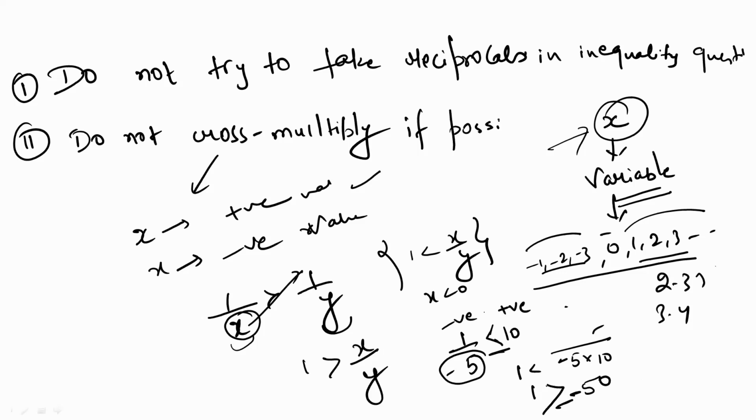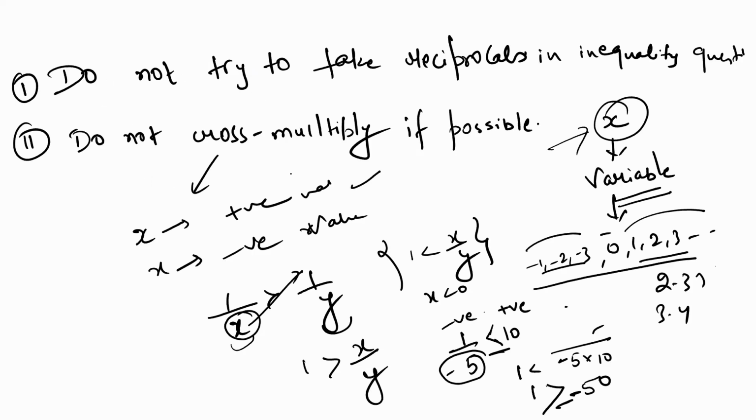But can we say that -1/5, with -1 on top being negative, is less than 50? Like that also we can say, right? Yeah, definitely you can say. See, again here you are cross multiplying with a positive number, so again the inequality will not change. But the question arises, what if the value is negative?